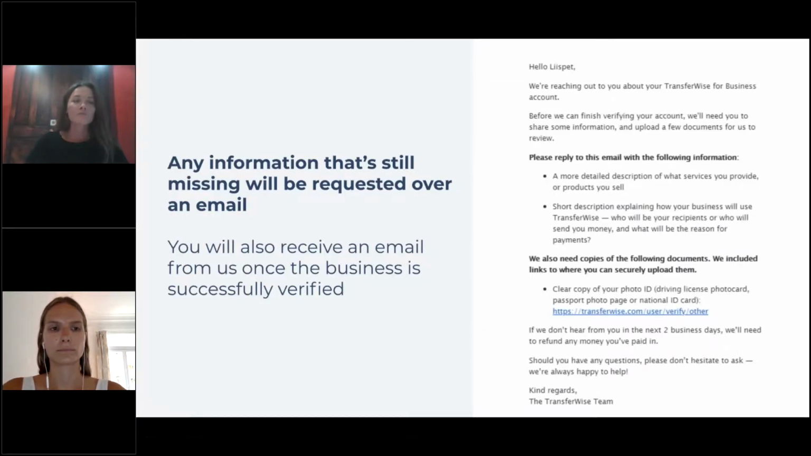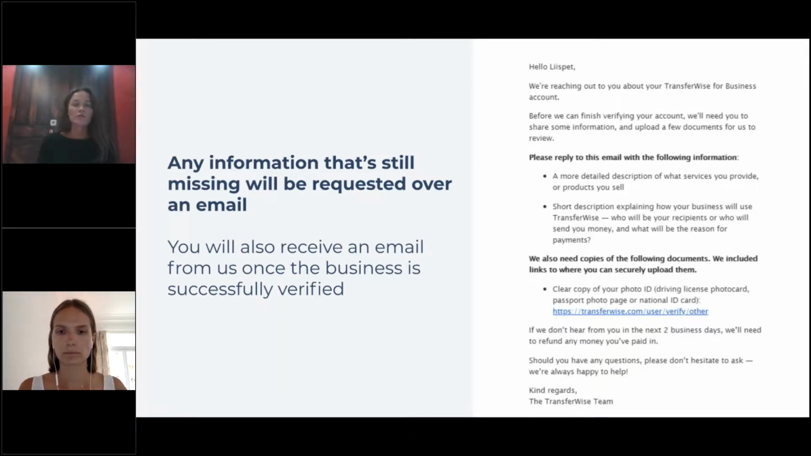And lastly, if there's any other information that we need to gather from you, then we will request it via email. There are some additional documents that we sometimes need, but essentially our verification team, after they've done the review, sends you an email if anything else is needed. We also try to automate these processes as much as possible.